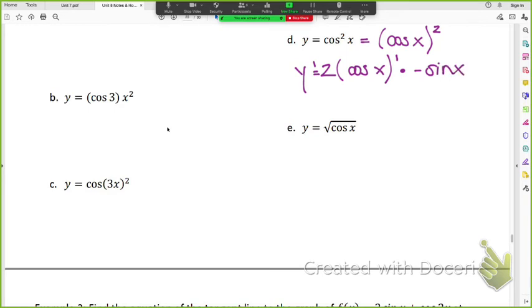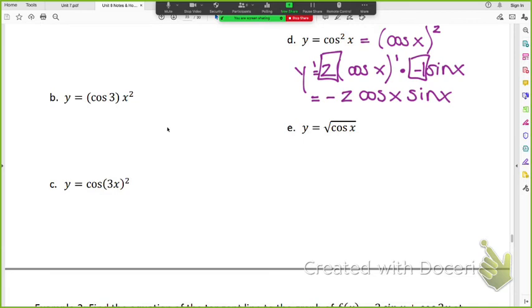Okay. All I might do with this one is simplify the 2 and the negative to make that negative 2 cosine x sine x. Well, that's just numbers. This is just a 2. This is just a negative 1. I just multiplied those together and put that number in front, multiplied by a cosine and a sine.